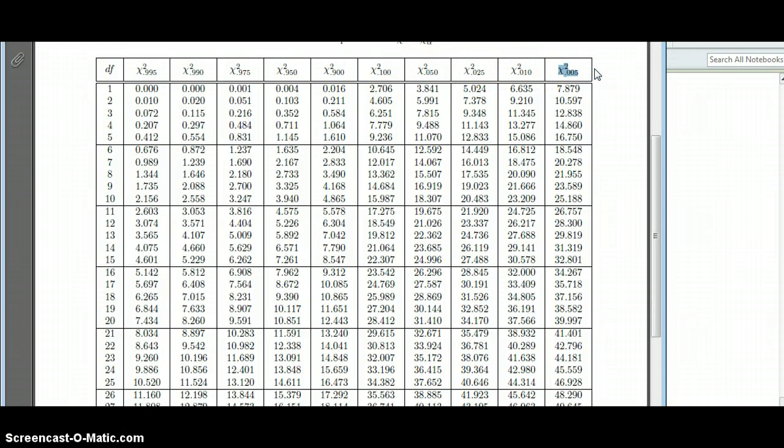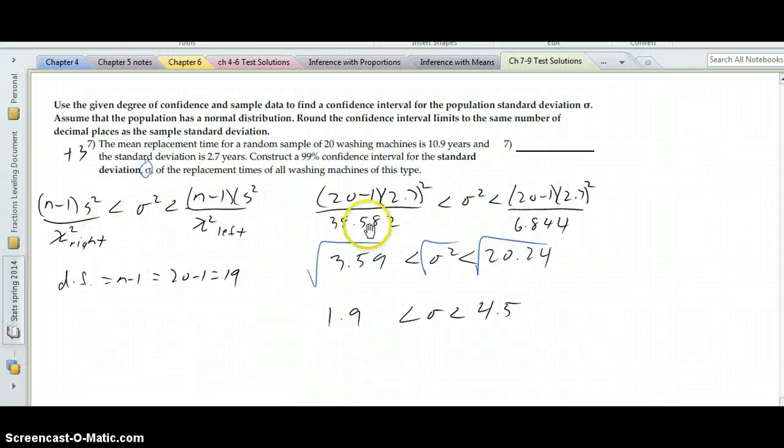So we'd actually use the first and last columns, because that's 0.5% in each tail, 99% in between. So this would be the chi-squared left, right there, 6.844, and this would be the chi-squared right, 38.582. Put those right in there. So we get a 99% confidence interval for the variance here, but I was looking for the standard deviation, which means you take the square root of everything. So really we are 99% confident the true deviation in these washing machines is somewhere between 1.9 and 4.5 years.